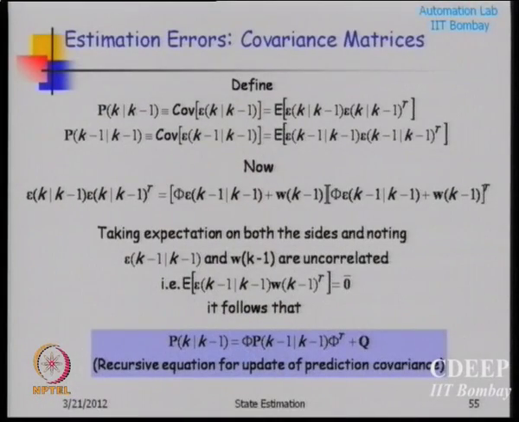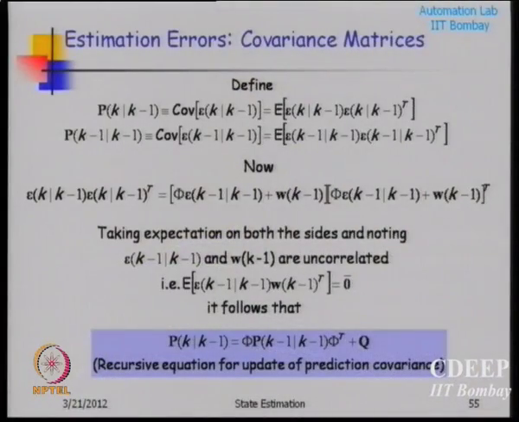P_{k|k-1} is the covariance of the prediction error, and this is the covariance of the estimation error. Okay. This is a recurrence relationship. Just like for the mean, I found a recurrence relationship. The previous mean is related to the new mean. Same way, I am finding a recurrence relationship between the covariances. So I have characterized the stochastic process in terms of mean and covariances. Okay. I now have to do one more step.